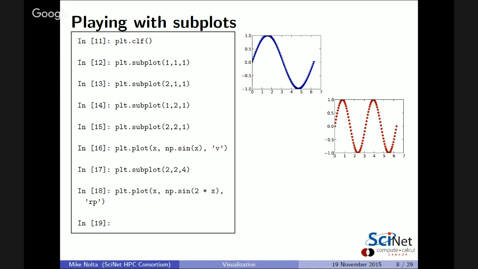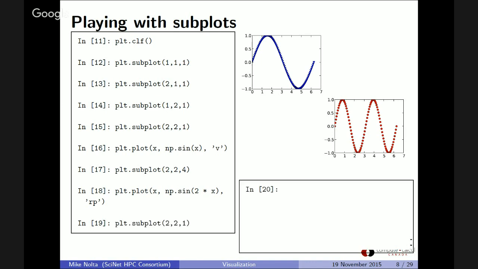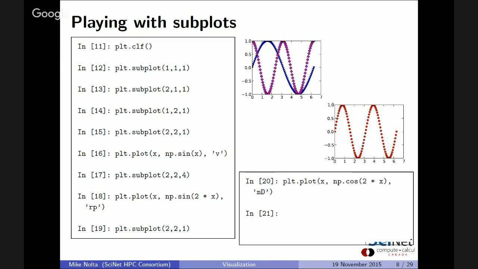Now again, you can use multiple style characters in the little string. So RP, R is for red, and P is for pentagon. Okay, now I want to start working on the original subpanel. So I just call subplot 221 again. And now plot will then re-add data to that plot. And again, so an MD, magenta diamond.